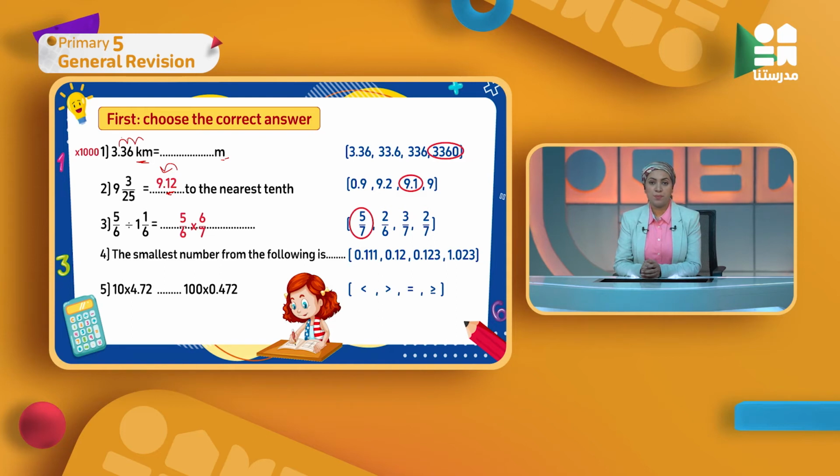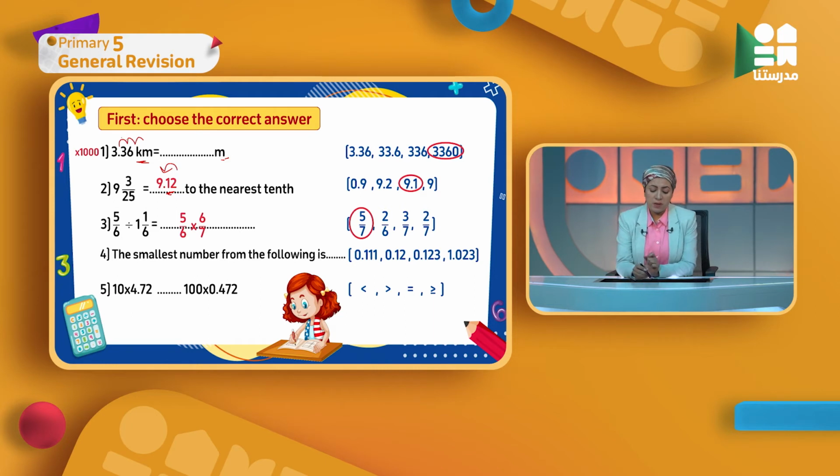The smallest number from the following is, and I have 4 choices in between brackets, 0.111, 0.12, 0.123, and 1.023. Okay, so here, how do I make up my mind which one of these is the smallest? First, I look at the whole number, the number before the decimal point. Here I want to choose the smallest one, not the biggest one.